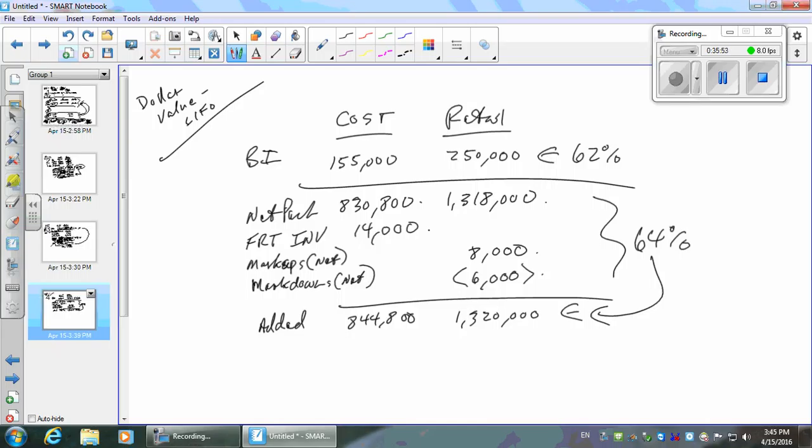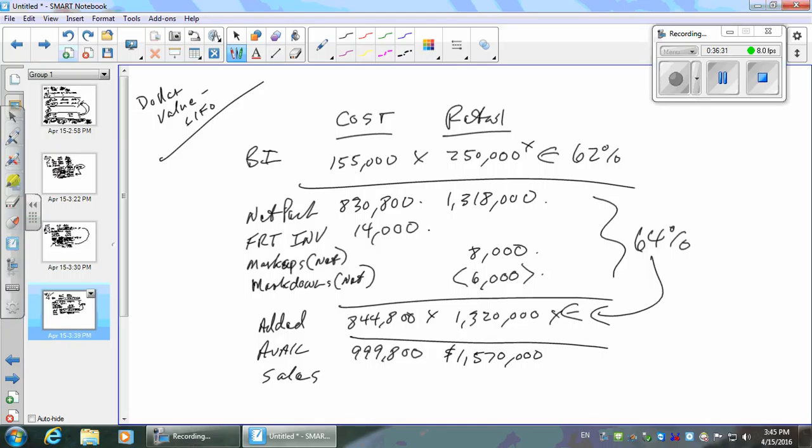Okay, now what will you do? Goods available are going to be what? We can add them together if we want. Add together 155 plus 844,800, we get 999,800. Let's add 250 plus 1,320,000. What do we get? 1,570. Yeah. All right. Then what do you want to take out? Your sales, right? Less sales, returns and allowances. So it's net sales. What were their sales? 1,240,000, and of course those are at retail, right?